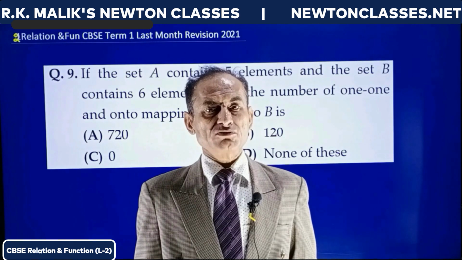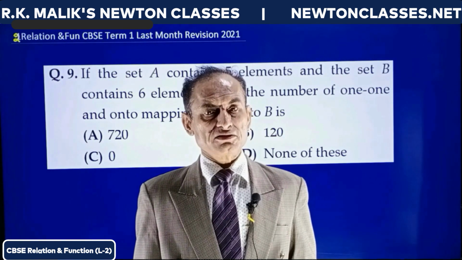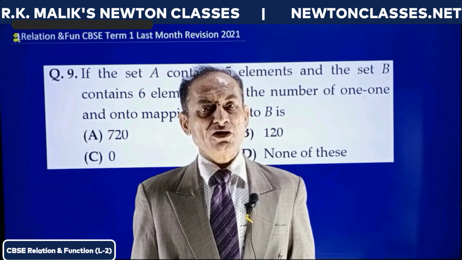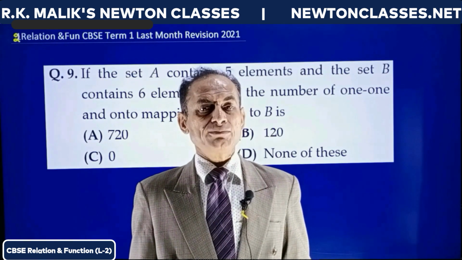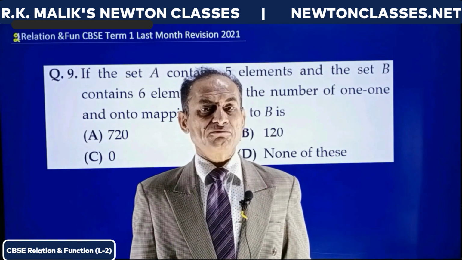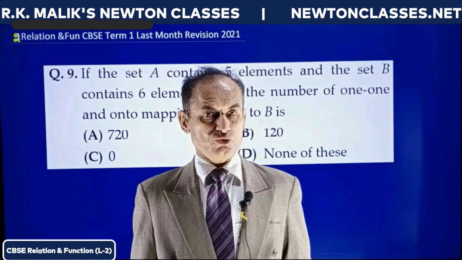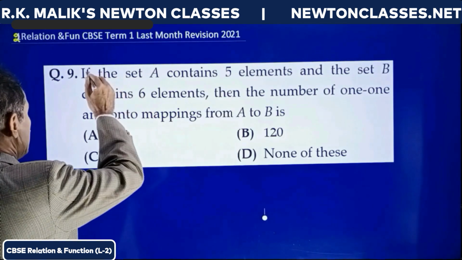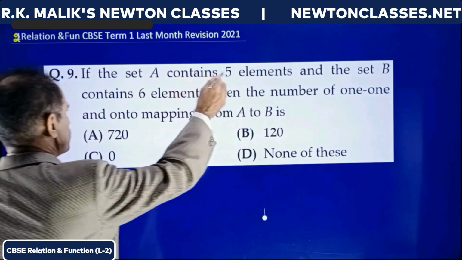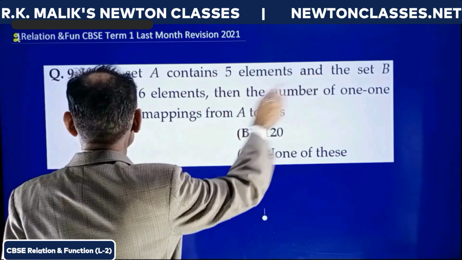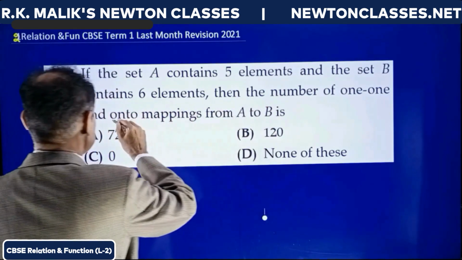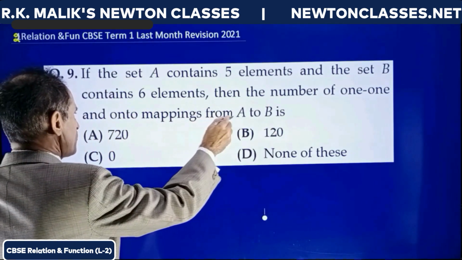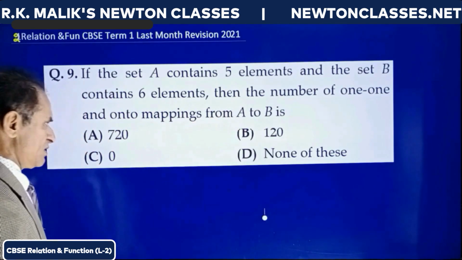To do the questions of the type when the student is asked about the number of one-one functions or the number of onto functions, the concept of permutation and combination must be clear to you. Given that the set A contains 5 elements and the set B contains 6 elements, then the number of one-one and onto mappings from A to B is.